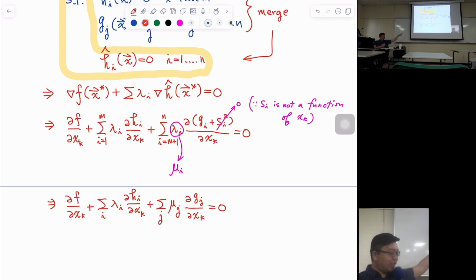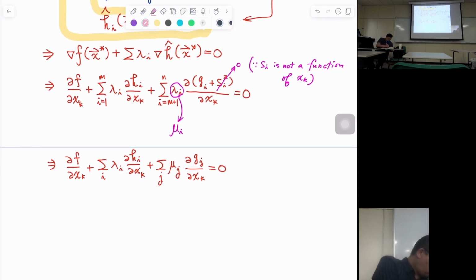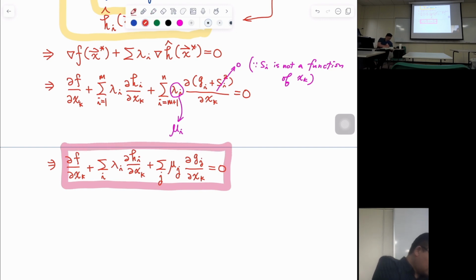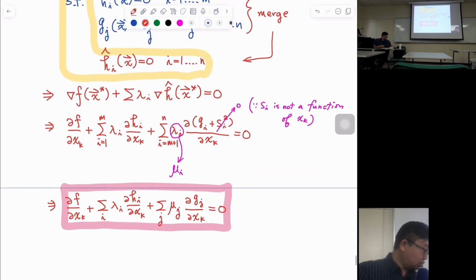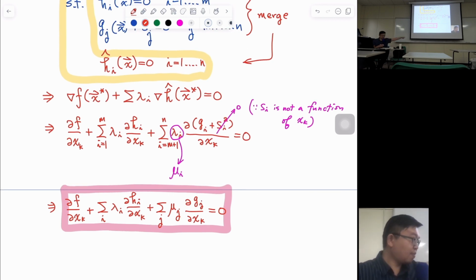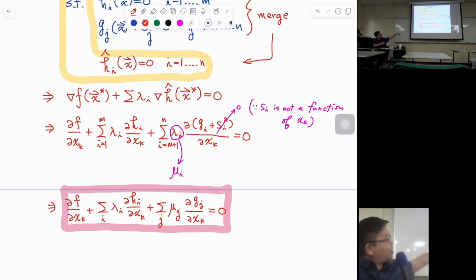Okay? So in this equation, you can tell there are different terms of h_i and different amount of g_j. So you have different numbers of lambda i and different numbers of mu j. Okay? So this is the first equation for KKT condition actually. Now, when we take the gradient, we need to take partial derivative with respect to all the variables. So what I have written right here are the partial derivatives with respect to all the x.